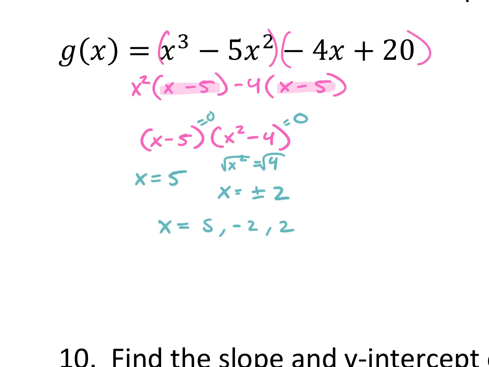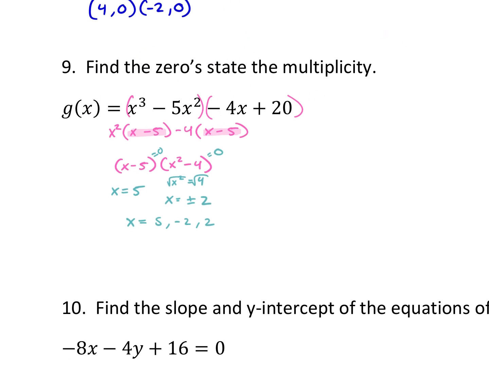Do we have any multiplicity? No, we don't have any answers that repeat. Multiplicity is the repeating of answers. We don't have any answers that repeat, so this would have no multiplicity, or multiplicity of 1, because there's just 1 of each solution. It's multiple choice, so just look at your answer choices and see what your options are. It'll either say multiplicity of 1 or no multiplicity, because nothing repeats.